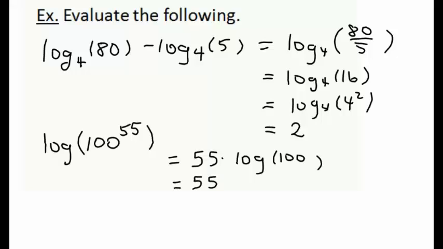Now we can write 100 as 10 squared. And now the base of our logarithm as well as the base of our exponential expression are the same, so we get 55 times 2, for 110.